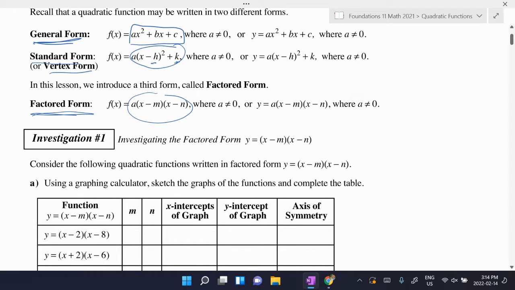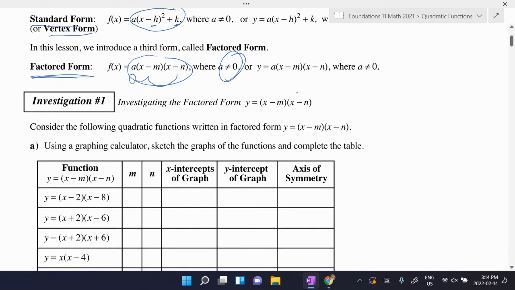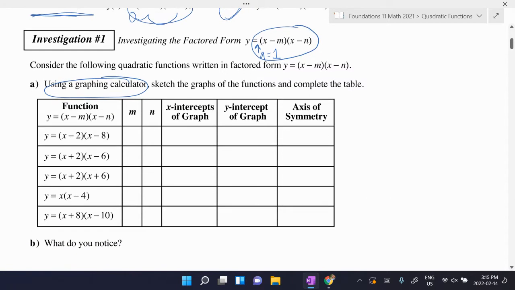Okay, in this case, a cannot equal 0. If this equals 0, it's times 0 times 0, so everything's equal to 0, okay? It can be 1. If there's nothing in front, then it means it's 1. So let's look at this form right here, y equals (x minus m) times (x minus n). Notice there's no number here, so what does that mean? a is equal to what? 1, okay? Using a graphing calculator, sketch these graphs.